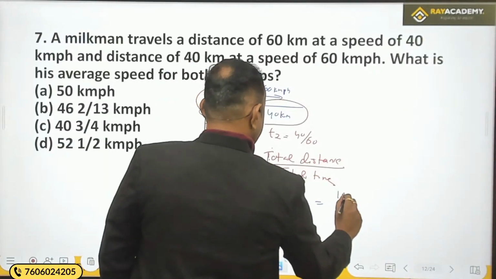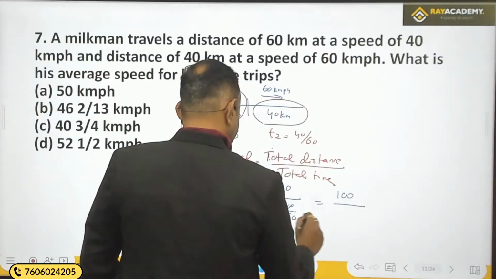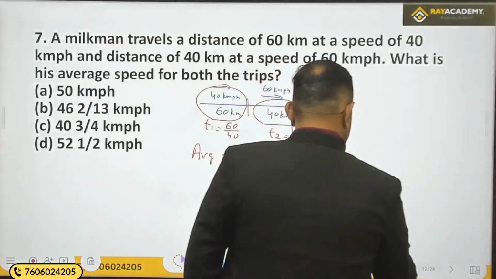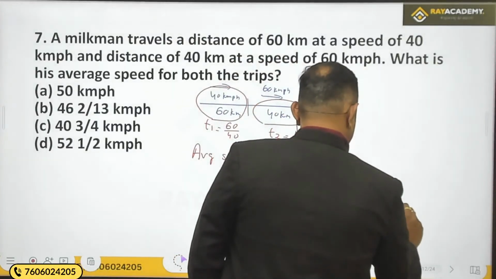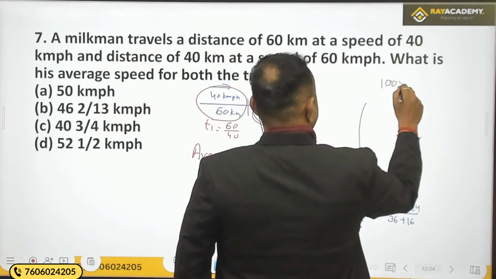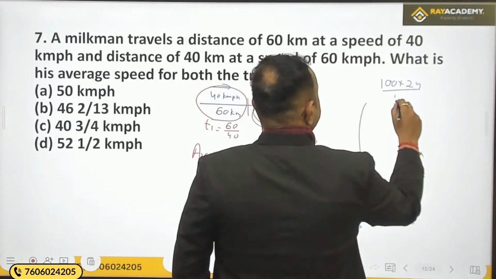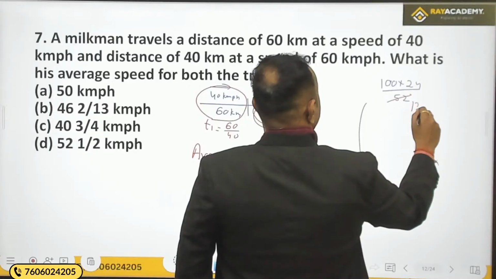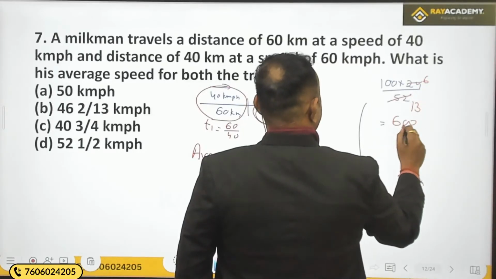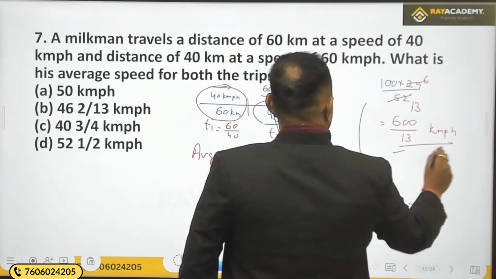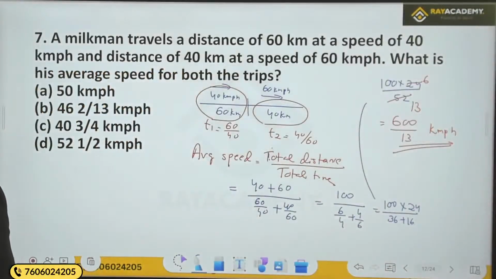Total distance is 100, and this will be 6 by 4 plus 4 by 6. So this will give you 100 into 24 divided by 36 plus 16. So 100 into 24 by 52, which is 600 by 13 km per hour. That is the average speed. So let's see the options.